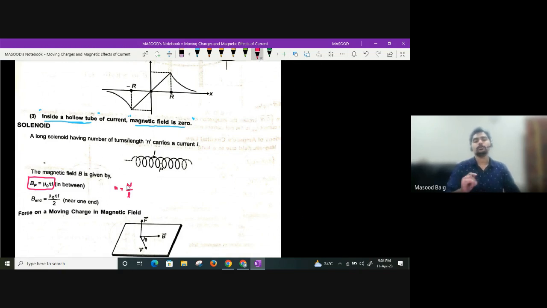So if you have an infinitely long solenoid, you take any point inside, guys, you will have a magnetic field which is equal to mu naught n I. It is a uniform magnetic field. And if we are taking an infinite solenoid, if I want to find the magnetic field at one of the ends, guys, then it will be given as mu naught n I divided by 2. This is the situation for an infinite solenoid, or a solenoid of infinite length. It is also called a long solenoid, guys.